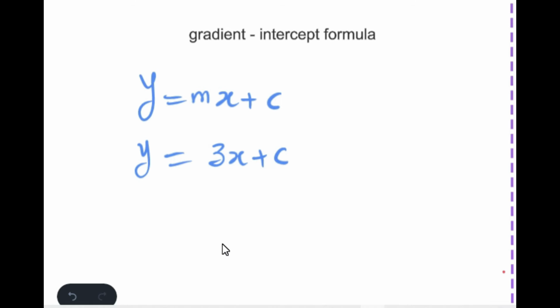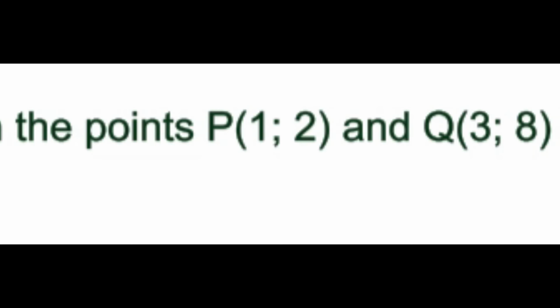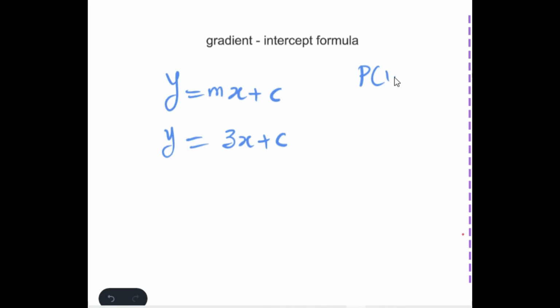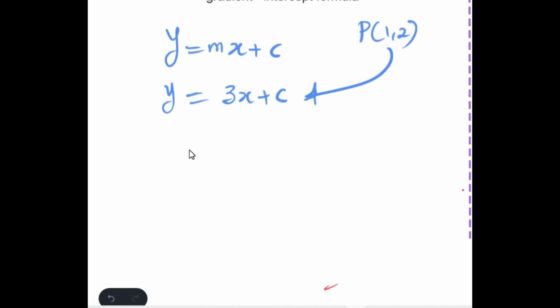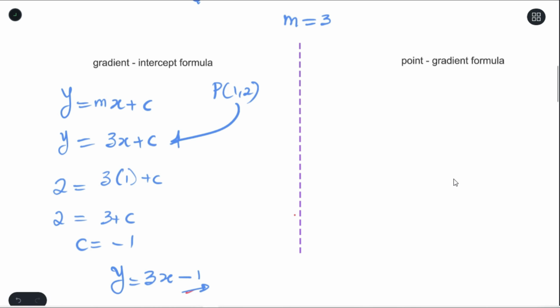Then to find my y-intercept, I just need to substitute 1 point from what I was given. So we have P as 1 and 2 and Q as 3 and 8. So I'm going to substitute P. So as you can see, your C gives you -1, so the equation will just be, and that's it. So this is exactly how you solve using the gradient intercept formula.